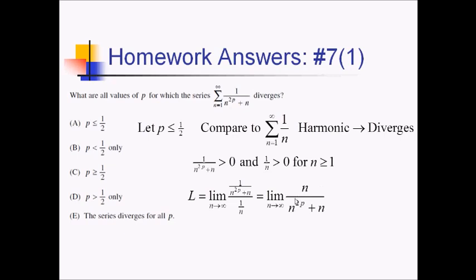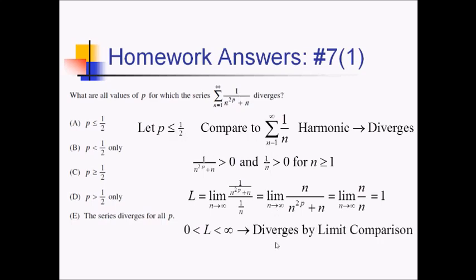Now, if p is a number less than 1/2, that means the exponent on this first n here is going to be less than 1, which means this is going to be a slower growing term than the n over here. So as n approaches infinity, in this case, we can rewrite this limit as n over n, which is just 1. Since that is a finite positive number between 0 and infinity, and since our original diverges, that means all series where p is less than or equal to 1/2 in this situation are also going to diverge by limit comparison.